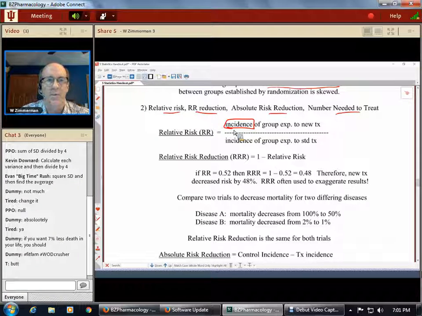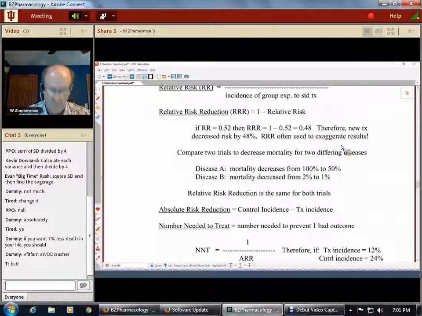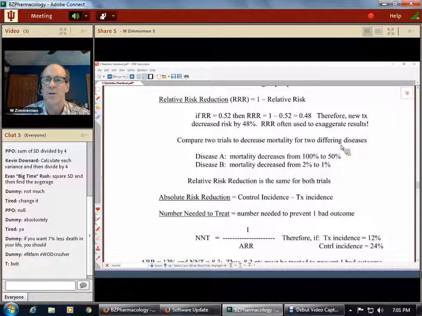It can be used in different ways. It can be used in a cohort study. People exposed to smoking, people not exposed to smoking. Excuse me. And then there's relative risk reduction, which is 1 minus relative risk. So the example I give here, if relative risk is 0.52, then relative risk reduction is 0.48. 1 minus 0.52 is 0.48. Therefore, the new treatment decreased risk by 48%.